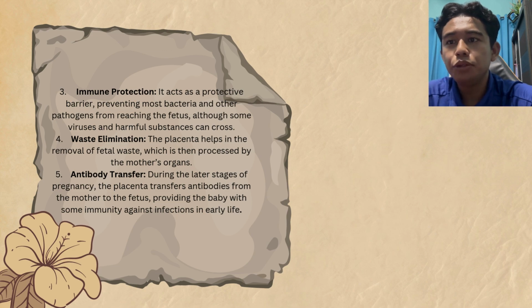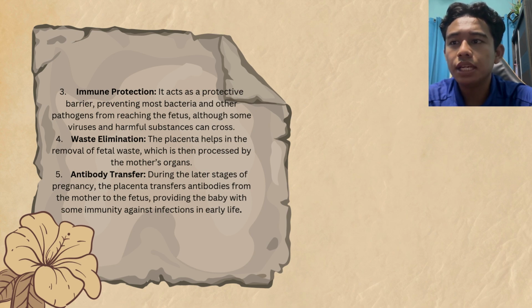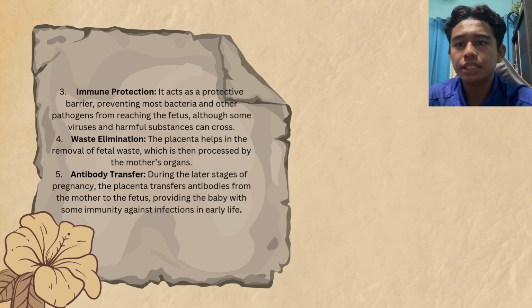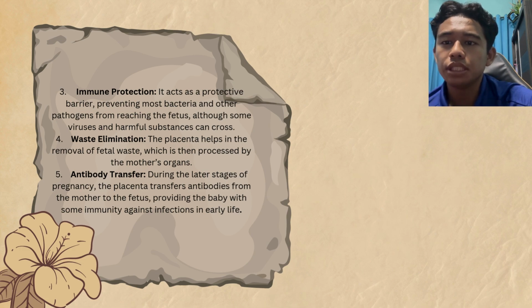Number 3, immune protection. It acts as a protective barrier, preventing most bacteria and other pathogens from reaching the fetus. However, some viruses and harmful substances can cross. Number 4, waste elimination. The placenta helps in the removal of fetal waste, which is then processed by the mother's organs. Number 5, antibody transfer.